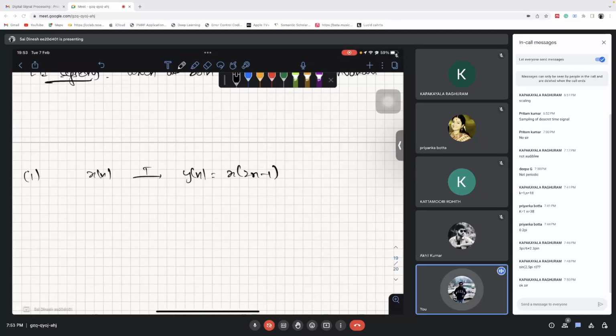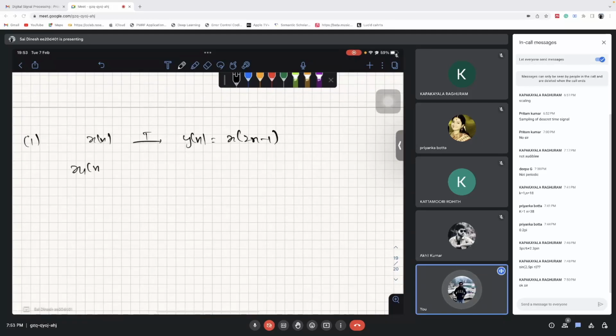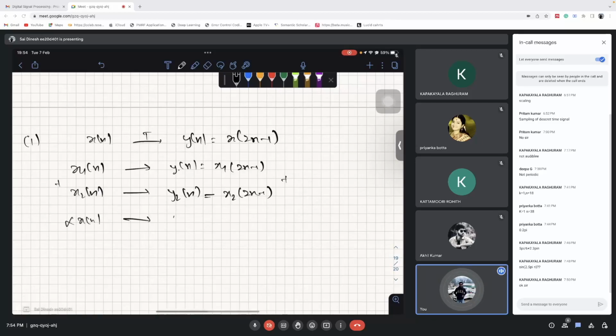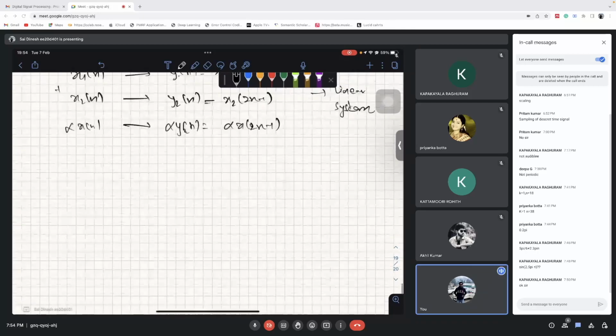To n minus 1. So if we give x1 of n, it would give y1 of n, which is equal to x1 of 2n minus 1. If we take x2 of n, it would give y2 of n, which is equal to x2 of 2n minus 1. So if you add both, you get an additive system, and also if you do alpha of x of n, we get alpha of y of n, which is equal to alpha of x of 2n minus 1. So this is a linear system. Let's see time invariance.